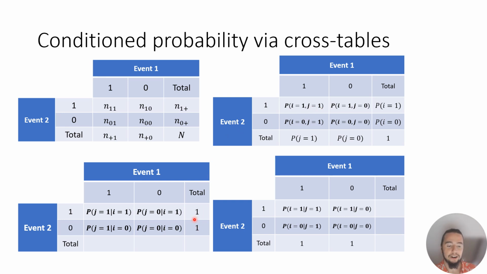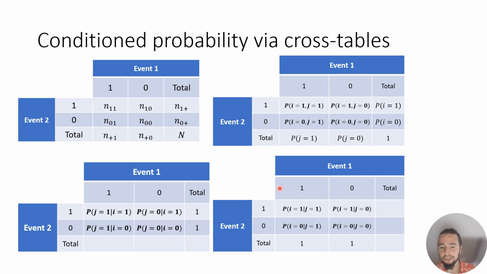However, if we set our sample space, our universe, as only event 2 turning into the value 1, then these two probabilities transform into conditional probabilities. Therefore, given that event 2 is 1, this is the probability of event 1 being 1 and event 1 being 0. And we can do the same for the other row. This is the probability of event 1 being 1 given event 2 is 0, and the probability of event 1 being 0 given that event 2 is 0.